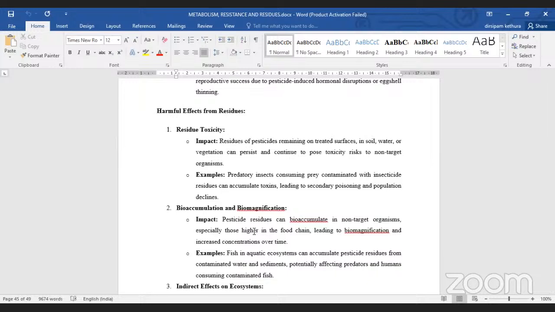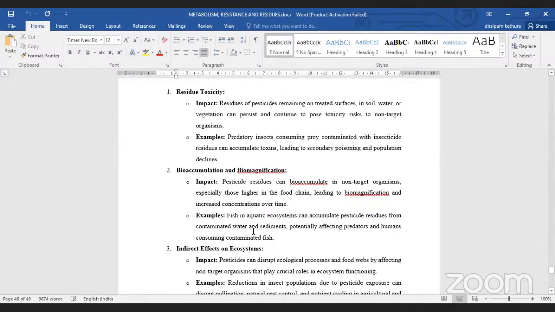Residues of pesticides remaining on treated surfaces, in soil, water, or vegetation can persist and continue to pose toxicity risk to non-target organisms. For example, predatory insects consuming prey contaminated with insecticide residues can accumulate toxins, leading to secondary poisoning and population declines. And the second one is bioaccumulation and biomagnification, where pesticide residues can bioaccumulate in non-target organisms, especially those higher in the food chain, leading to biomagnification and increased concentrations over time.